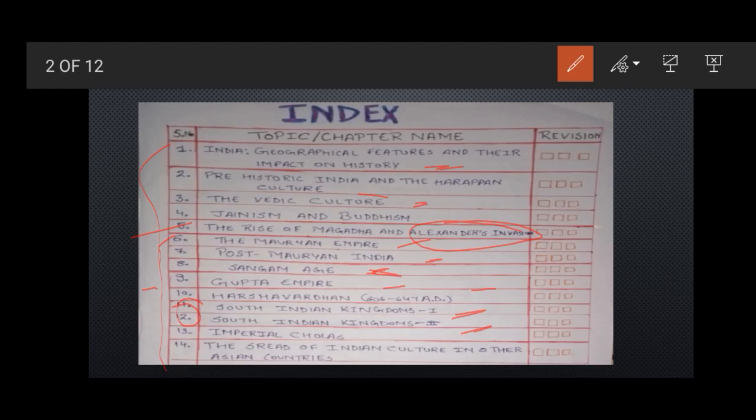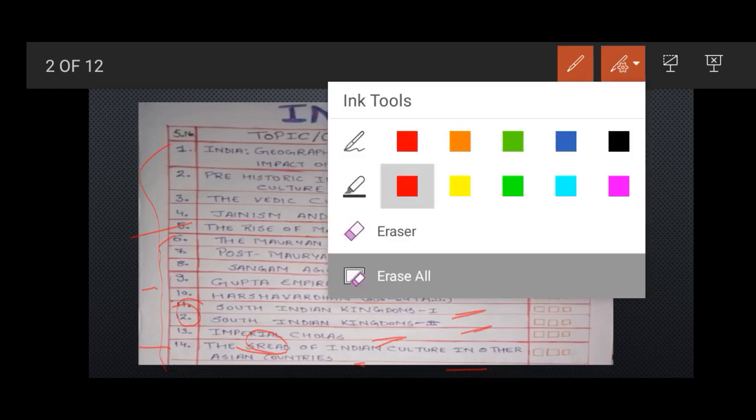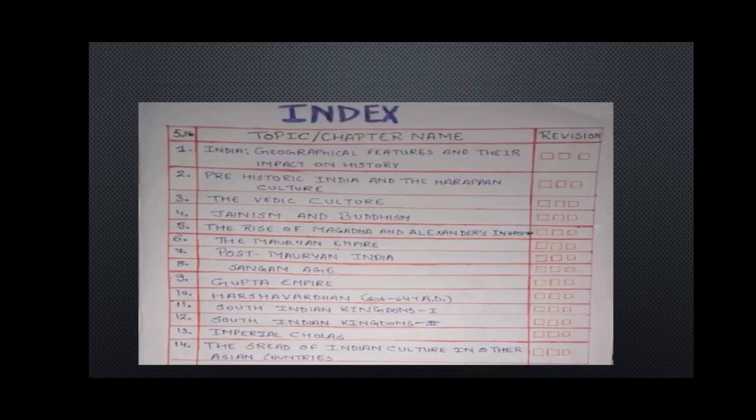Now, chapter 13 is about the Imperial Cholas, whereas chapter 14, that is the last chapter of the ancient part of Indian history, is about the spread of Indian culture in other Asian countries. Sorry, it's spread. Okay. Now let's move further.